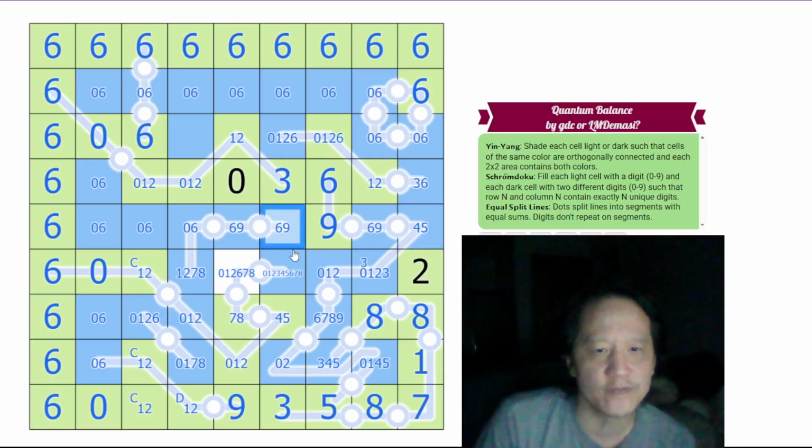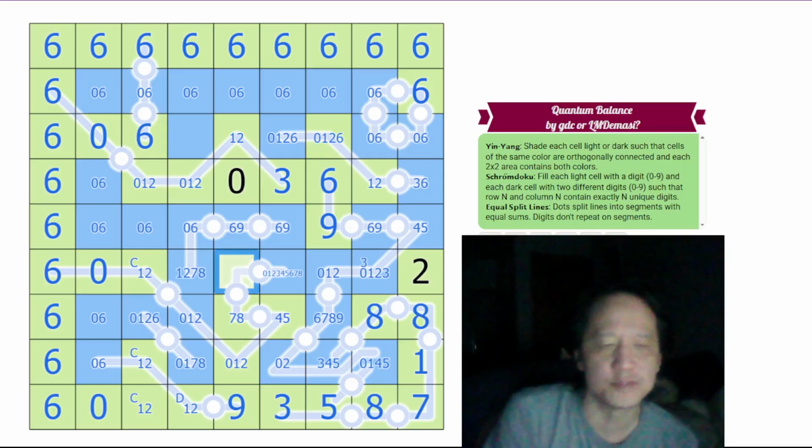We have 4, 5, 4, 5, 6, 9, 6, 9. Therefore, these are blue, so this must be green. So this has to be the same 7 or 8. This is blue.